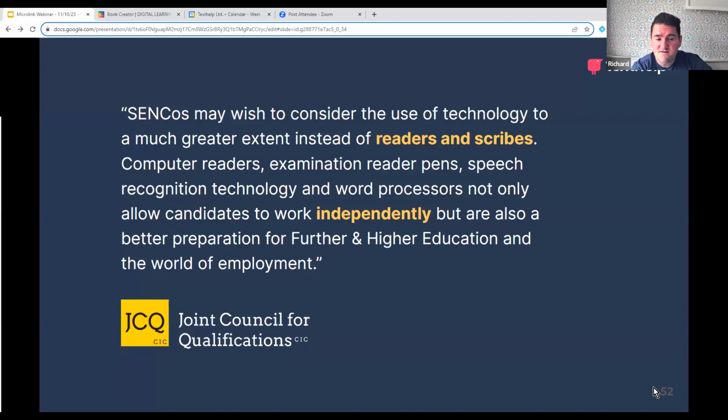In relation to the Joint Council for Qualifications guidelines around access arrangements and exams, SENCOs may wish to consider the use of technology to a much greater extent instead of readers and scribes. Computer readers, examination reader pens, speech recognition technology, and word processors not only allow candidates to work independently, but are also better preparation for further and higher education and the world of employment as well.